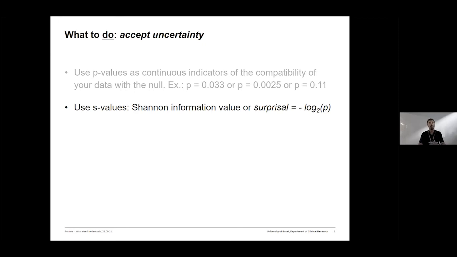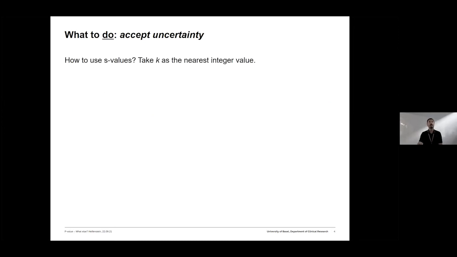For instance, one of them that has been proposed is called the Shannon information value, or also the surprisal. It's a very simple index calculated as minus the log with base 2 of the p-value. And this actually reflects how surprising a result is considering the null hypothesis. So how to use it: let's imagine that you define k as the nearest integer value to the S value, and your result is as surprising as getting all heads on k fair coin tosses.